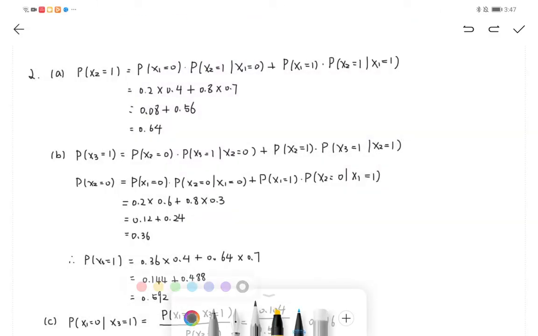Let's talk about problem 2. Question 1. Find the probability that x2 equals 1.